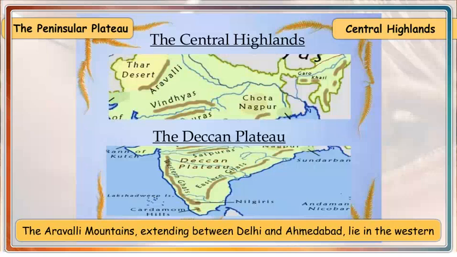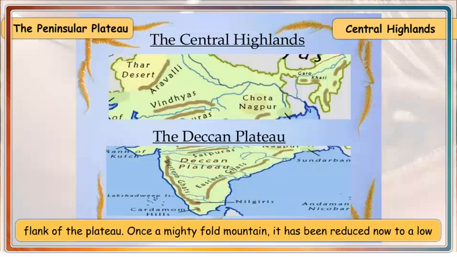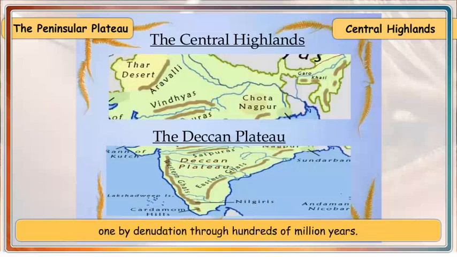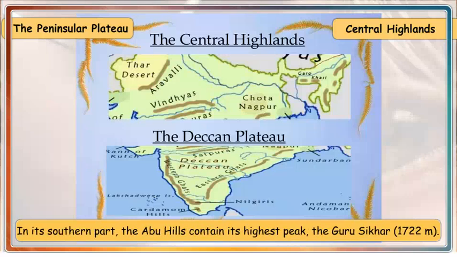Central Highlands. The Aravalli Mountains, extending between Delhi and Ahmedabad, lie in the western flank of the plateau. Once a multi-fold mountain, it has been reduced now to a low one by denudation through hundreds of millions of years. In its southern part, the Abu Hills contain its highest peak, the Guru Shikhar, that is 1722 meters.